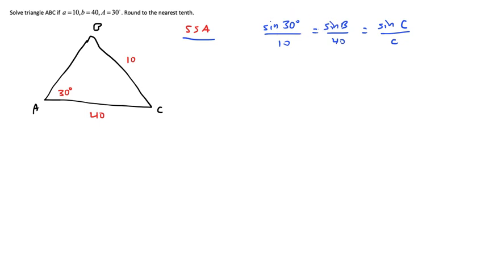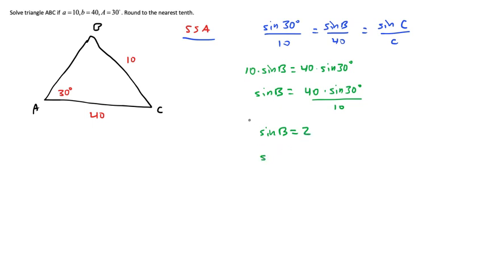If you set this up and do the cross multiplication, we get 10 times the sine of B is equal to 40 times the sine of 30. We can solve this for the sine of B, which is 40 times the sine of 30 divided by 10. Once again, don't round any intermediate steps. Just enter this in your calculator and round only the final answer. Sine of B is equal to 2. So B is going to equal the sine inverse of 2.